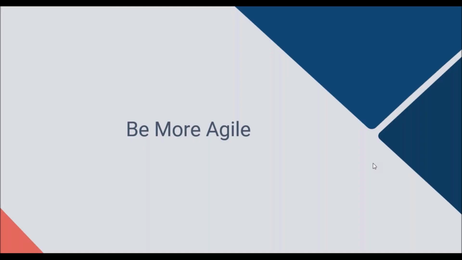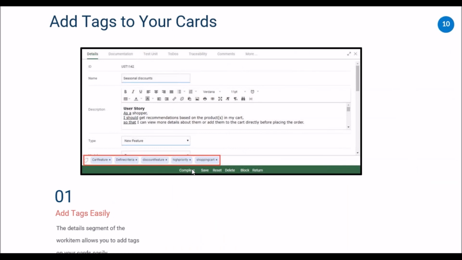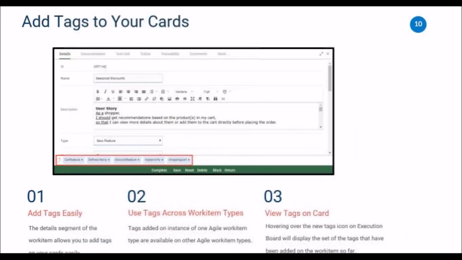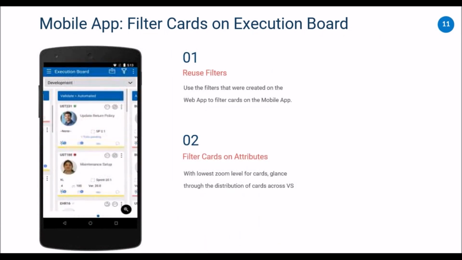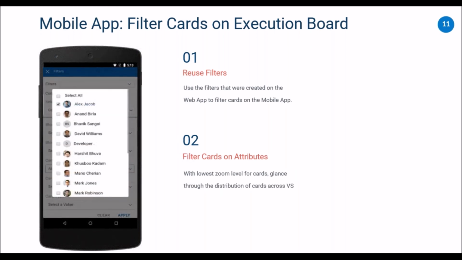So to quickly summarize what we saw, we first looked at the new tags feature and how you can go ahead and add new tags on to your cards. And the same tags are going to be available across all your agile work item types. And they are also going to be available whenever you hover over the cards tags icon. And on the mobile app, we saw that you can make use of any of the existing filters that you have defined on the web app. And you can also make use of the filter criteria, which is based on the attributes that you have defined on your card types.